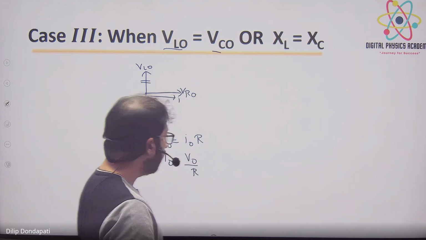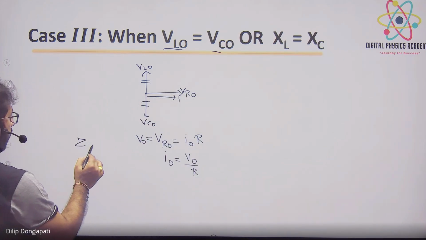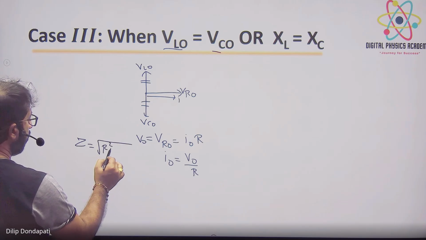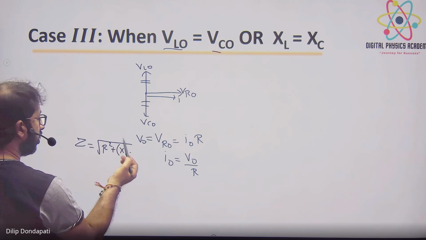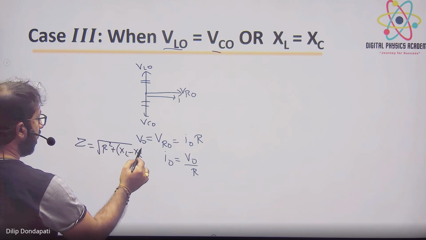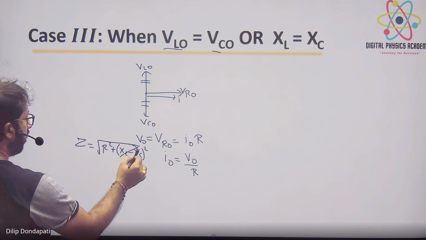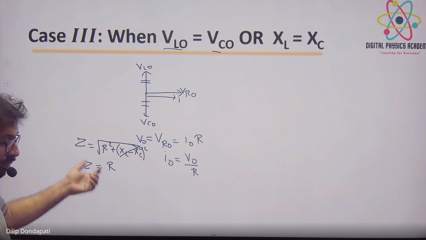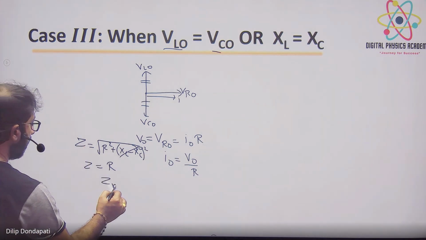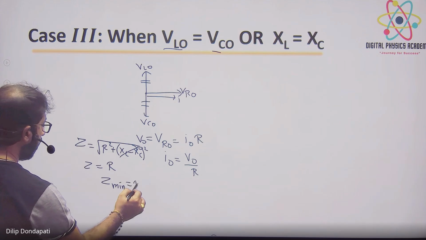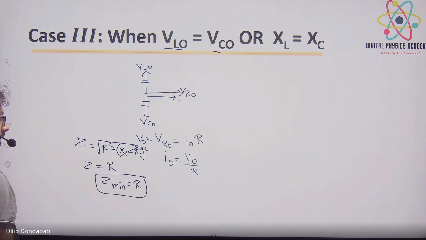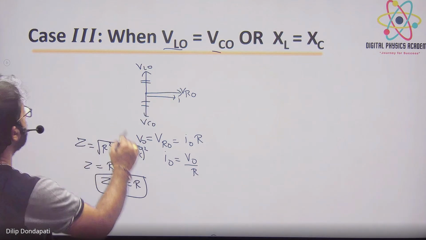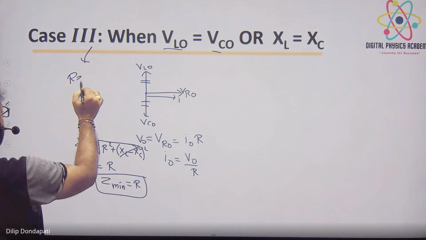And that means here Z value कितना आएगा? Under root R square plus XL minus XC होने दो और XC minus XL होने दो. ये 0 होगा ना? ये 0 हो जाएगा. So Z is equal to R आएगा. So this is a minimum impedance in the circuit. This condition को we call as resonance. Resonance बोलते हैं.